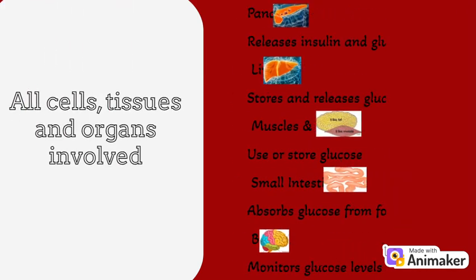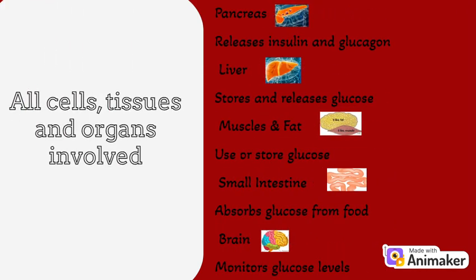Let's look at all the cells, tissues, and organs involved in blood glucose regulation. First, we have the pancreas, which releases hormones called insulin and glucagon. Then we have the liver, which stores and releases glucose. Muscles and fats use or store glucose. Then we have the small intestine, which absorbs glucose from food. And finally, the brain, which monitors glucose levels to keep everything balanced.